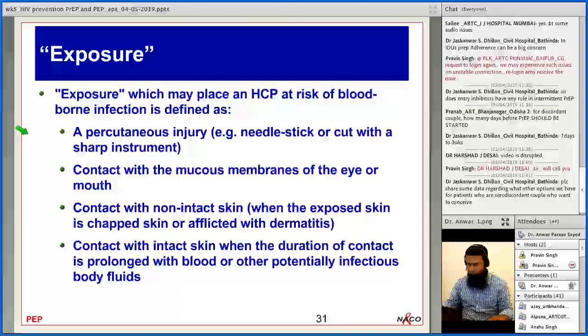Please share some data regarding the other options we have for patients who are serodiscordant couples who want to conceive. We have been advising our patients about sperm washing. If the male is HIV positive and the woman is HIV negative, sperm washing is an option, where in the lab they wash the sperms, because HIV is in seminal fluids, and that is how they get rid of it and use only sperms for conception. And intrauterine insemination is where artificial insemination in the uterus is done with the help of a syringe.